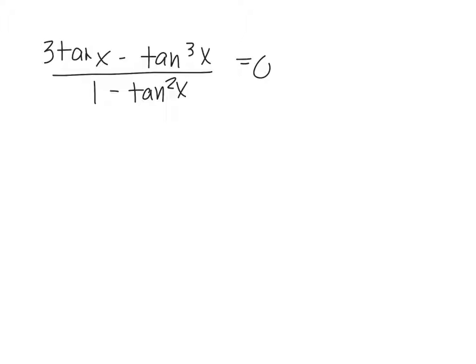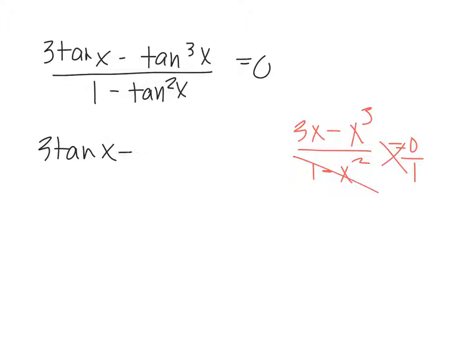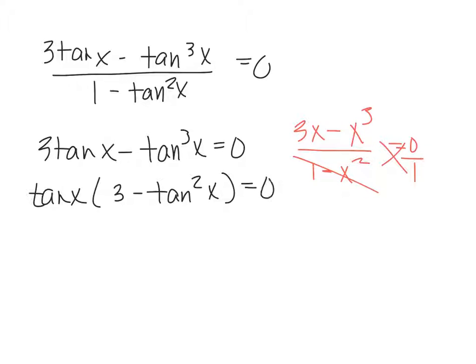Whew. Well, amazingly enough, if I had something as simple as, I don't know, 3x minus x cubed over 1 minus x squared, which is really what I have up there, just with tangents, and that's equal to 0, I could actually cross multiply and just know that that denominator is going to go to 0. Okay, so let's take the numerator, 3 tan x minus tan cubed x equals 0. Factor out my GCF, which is tan x: tan x times 3 minus tan squared x equals 0.